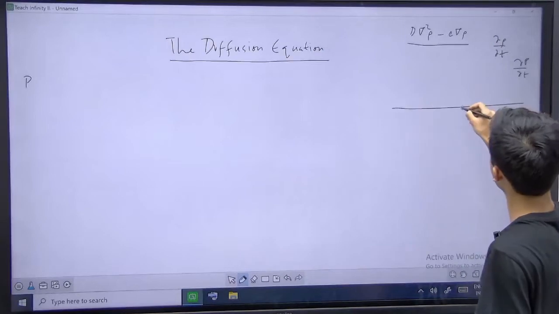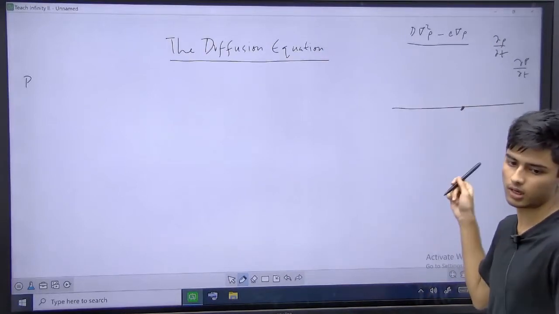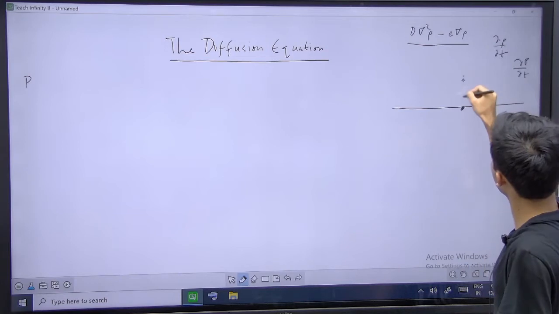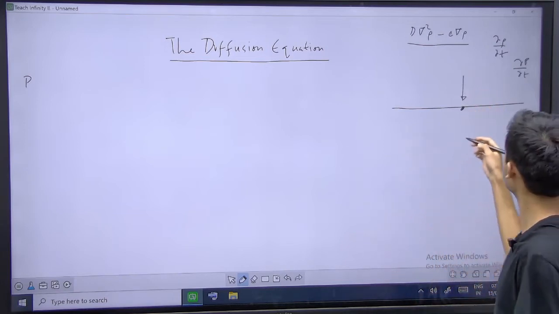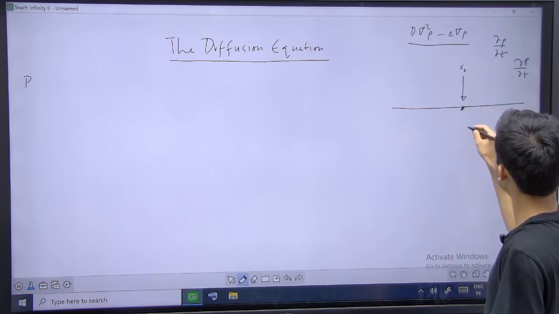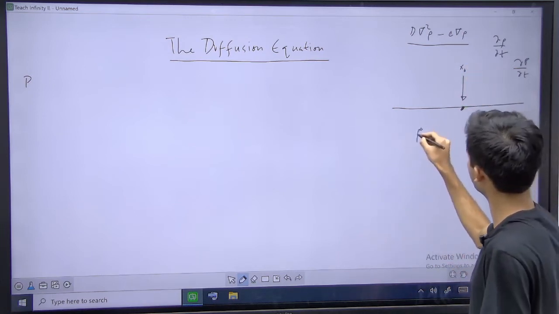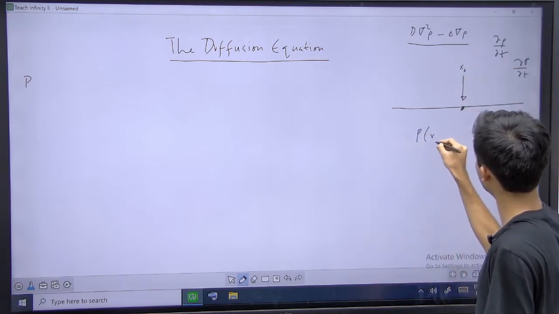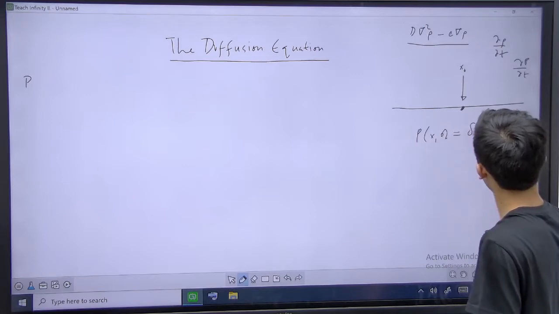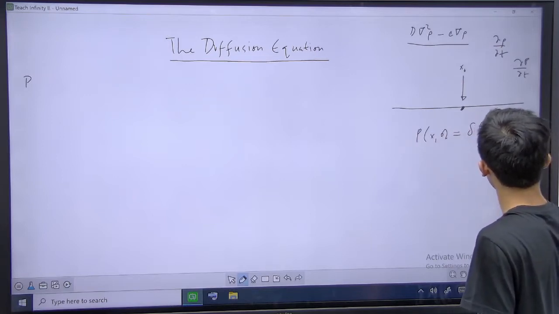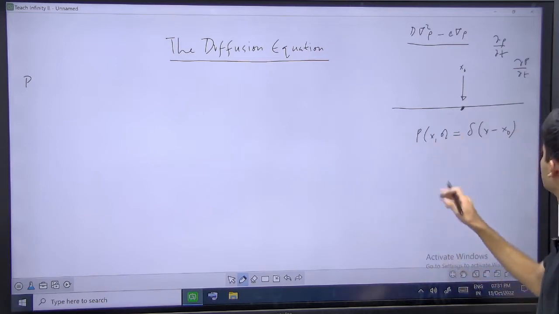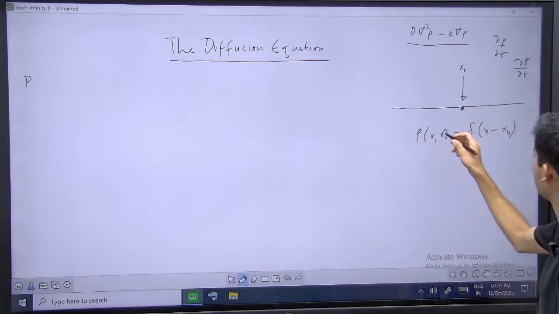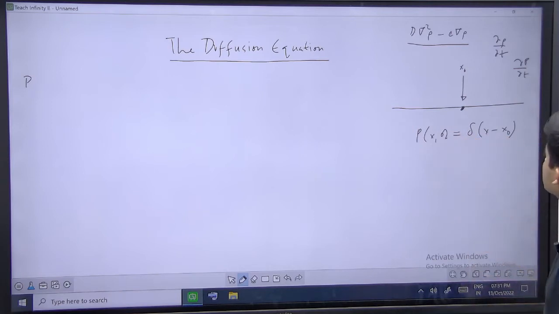In one dimension, suppose I know that at the initial point of time, this particle is at, say, x naught. So immediately I know that p of x comma 0 is delta of x minus x naught. That's how I define this p as a function, p of x comma t. p of x comma 0 is delta of x minus x naught.